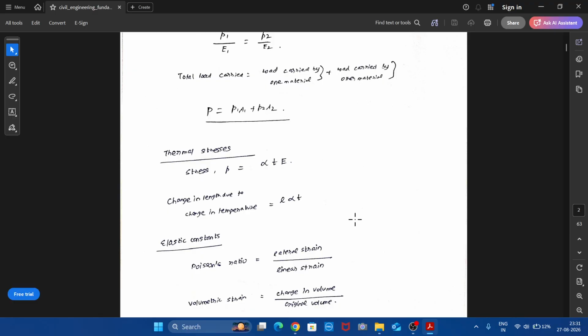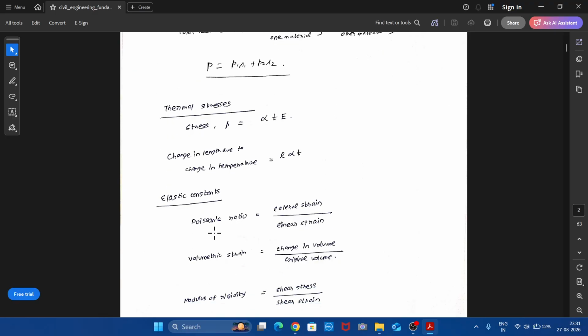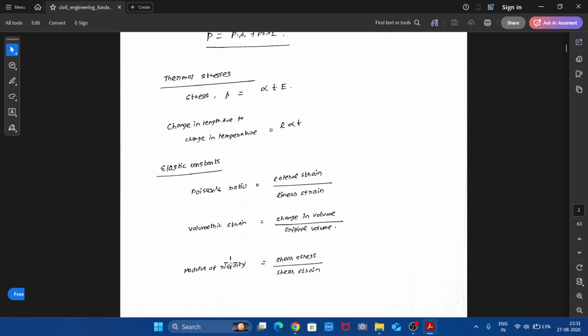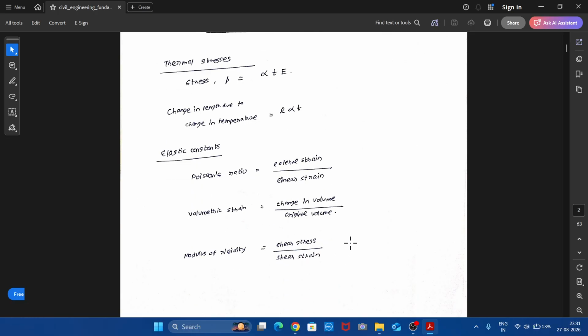Then we should know about various elastic constants. The first elastic constant is Poisson's ratio. Poisson's ratio is lateral strain by linear strain. So lateral strain will be the change in lateral dimension to the original lateral dimension, and linear strain will be the change in linear dimension to the original linear dimension. Similarly, volumetric strain will be the change in volume by the original volume. Modulus of rigidity is given by shear stress by shear strain.